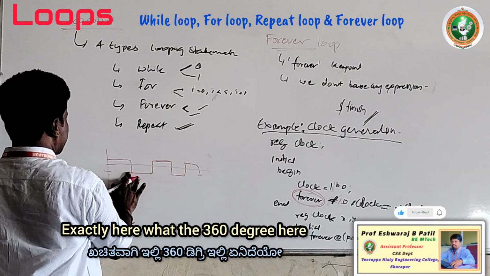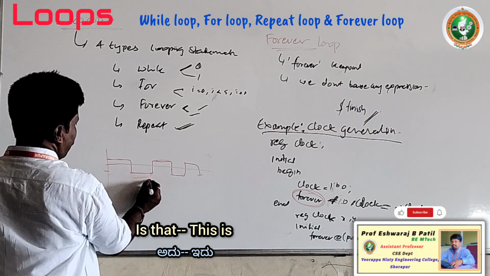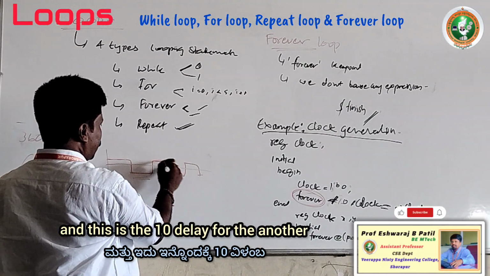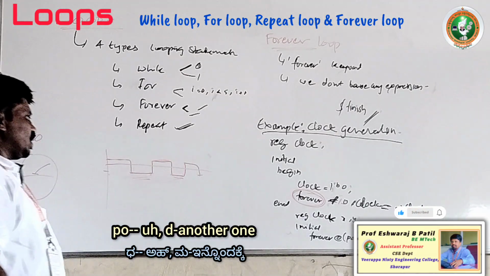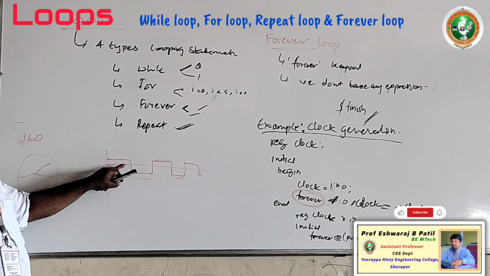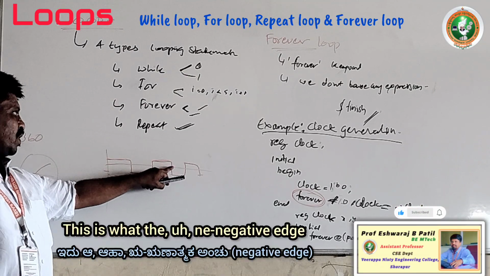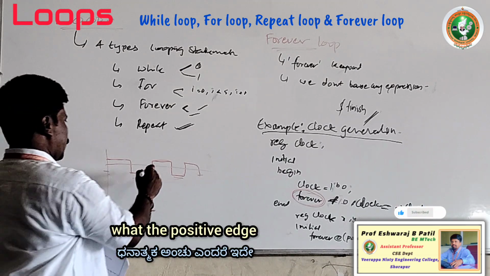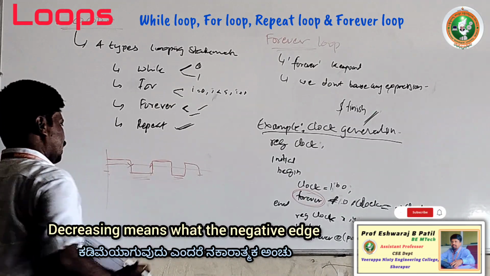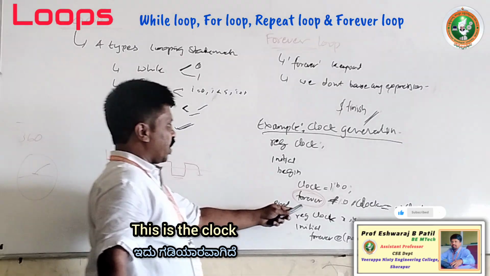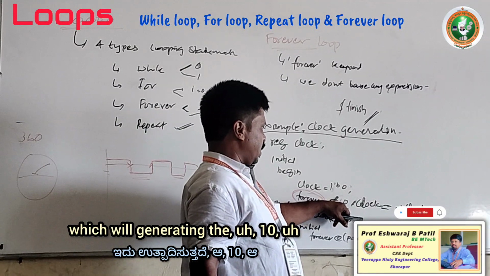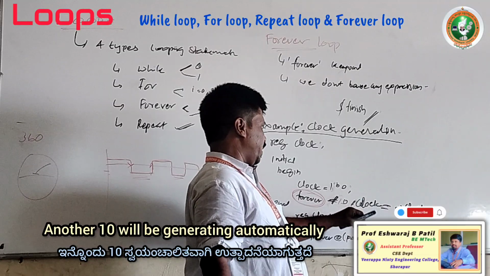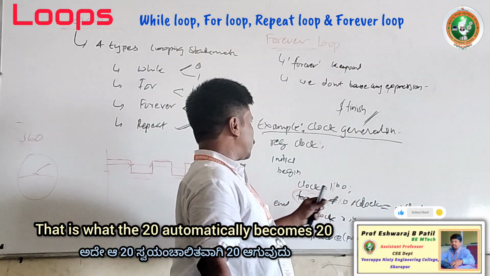Exactly 360 degrees here. This is the 10 delay for the positive, and this is the 10 delay for the other one. This is the positive edge, and this is the negative edge. Increasing means the positive edge, decreasing means the negative edge. This is the clock being generated. I'm giving a 10 delay for the positive, and another 10 will be generated automatically, so it automatically becomes 20.